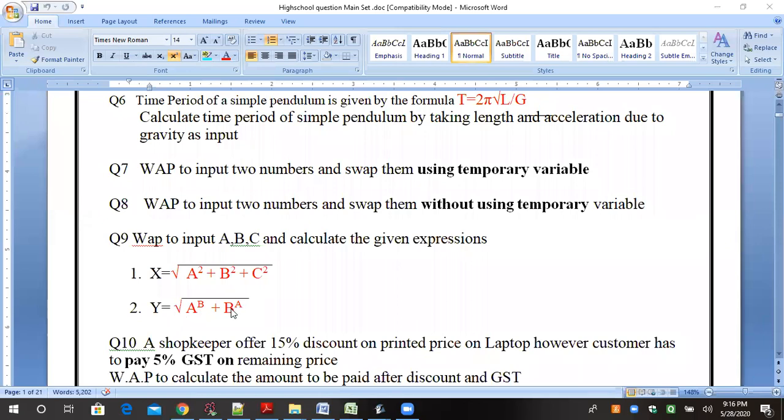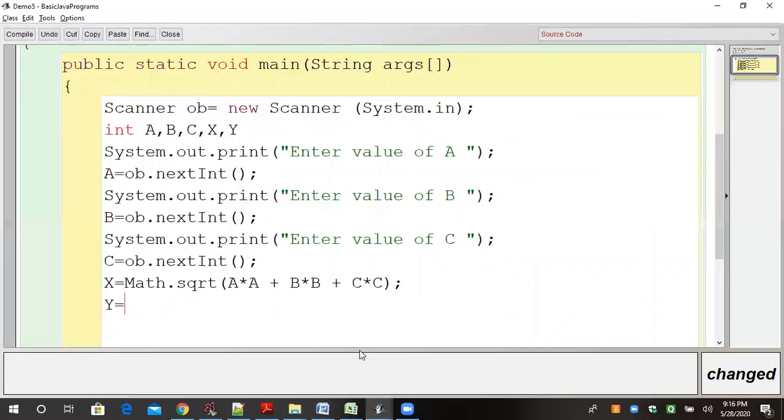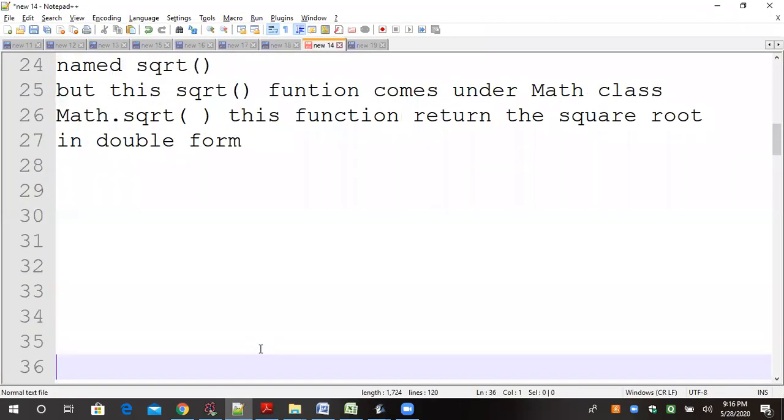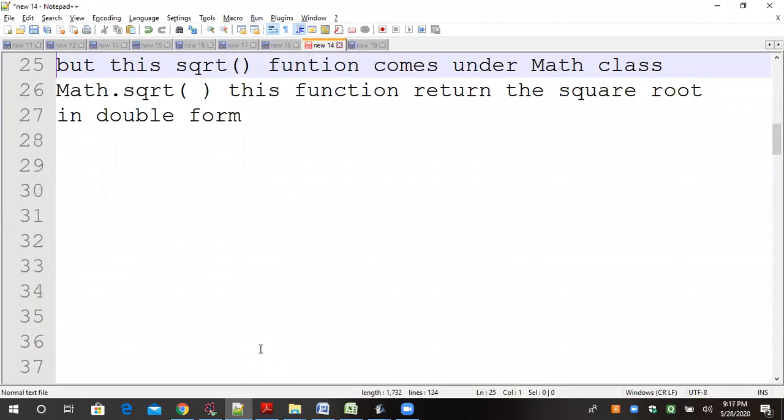Are you able to see the screen, all of you? Yes, sir. Okay. So under root a to the power b plus b to the power a. This is the formula I am going to calculate. So first of all, math.sqrt. And in the theoretical section, I want to clear one more thing. One small thing I want to discuss.